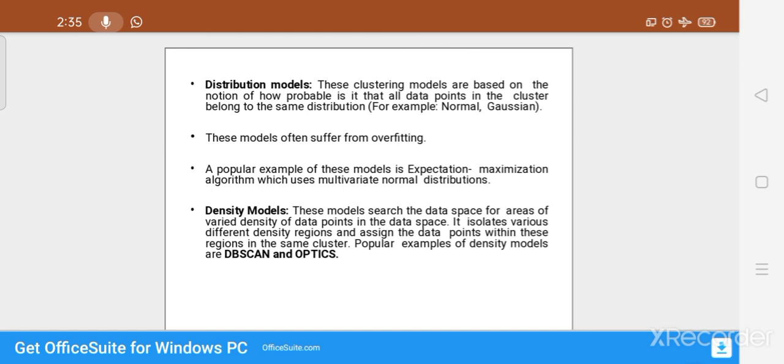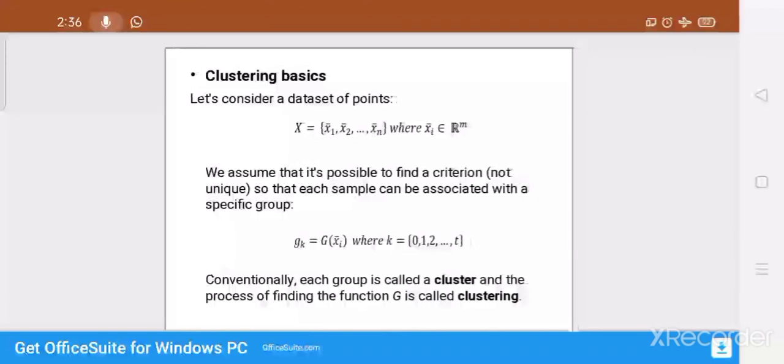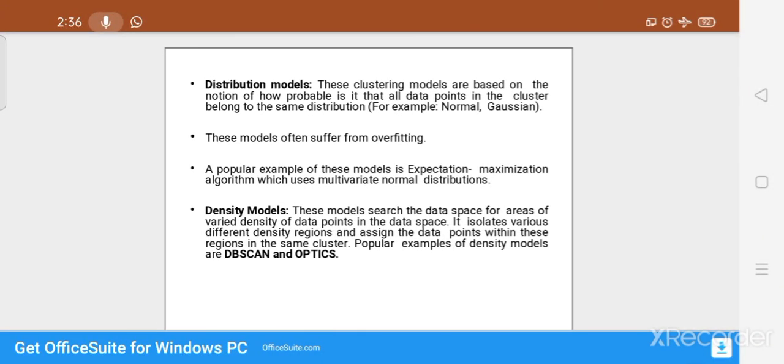Next is the density model. This model searches the data space for areas of varied density of data points. It isolates various different density regions and assigns the data points within these regions to the same cluster. Popular examples of density models are DBSCAN and OPTICS. So these are all different types of clustering.